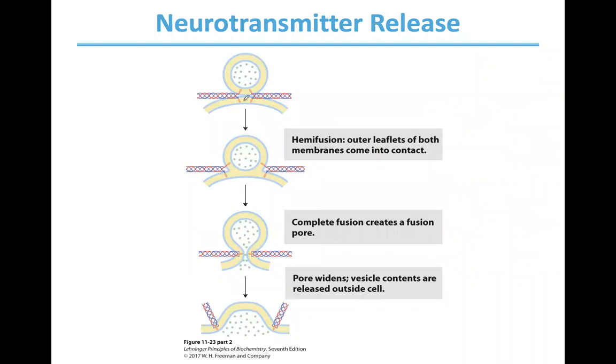And so first, obviously, we're going to fuse one of the leaflets from each. You can see here, one of the leaflets has been fused. So there's one continuous sort of membrane, right? But the neurotransmitter is still there. So this is known as hemifusion, when outer leaflets of both membranes come into contact. But then the neurotransmitter still has to get out. And so these snare proteins continue pulling things away from each other and create an opening, and the neurotransmitter is released.